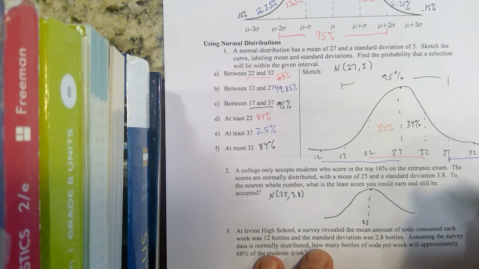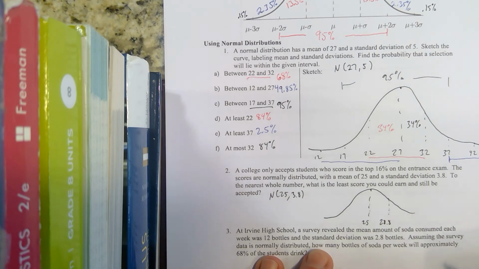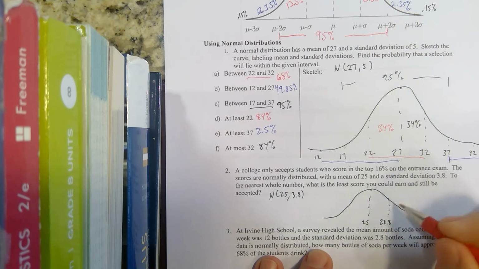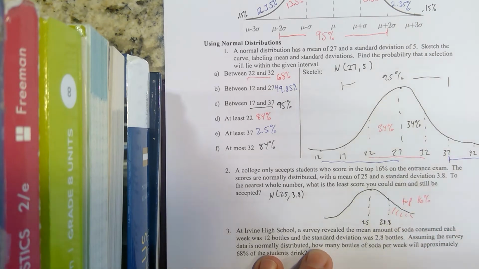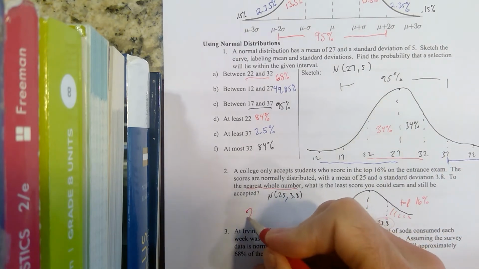There's my mean. Okay, if I go 1 standard deviation above, I would be at 28.8. And now look, that would be 50% plus 34%, right? So that would be 84%, which means this area over here, that's the top 16%. So I need a score of 28.8. Okay. Now, of course, usually you can't get a score of 28.8, so that's why it says nearest whole number. So I'm going to say a score of 29.